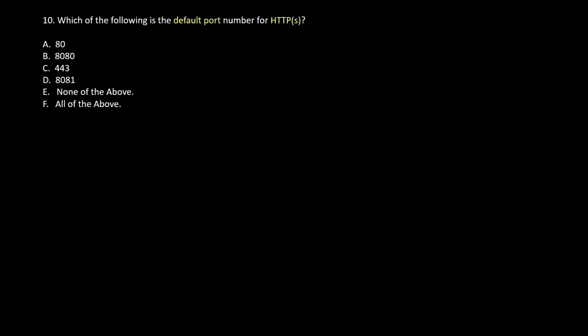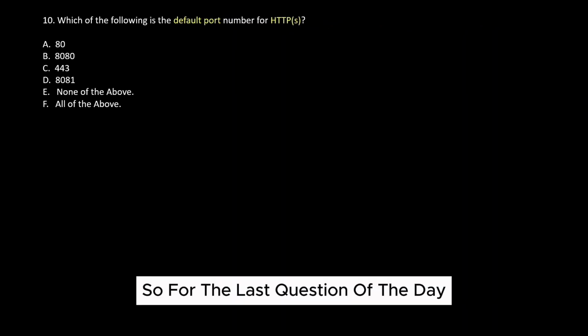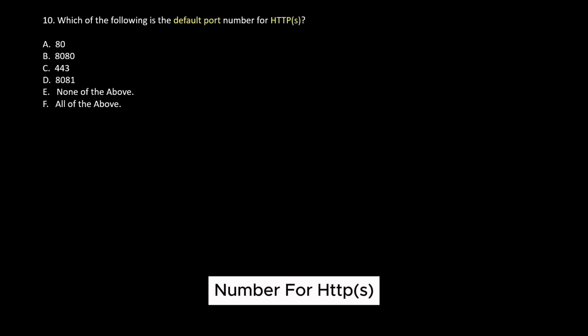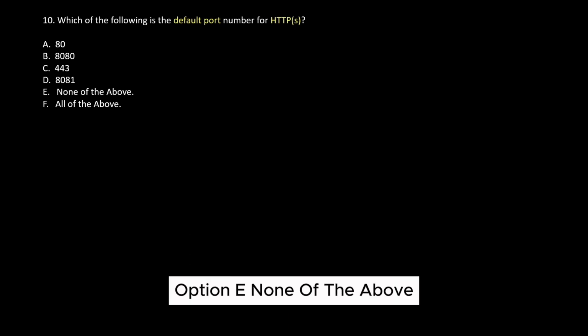Correct. So for the last question of the day, question number 10: which of the following is the default port number for HTTPS? Option A, 80. Option B, 8080. Option C, 443. Option D, 8081. Option E, none of the above. Option F, all of the above.